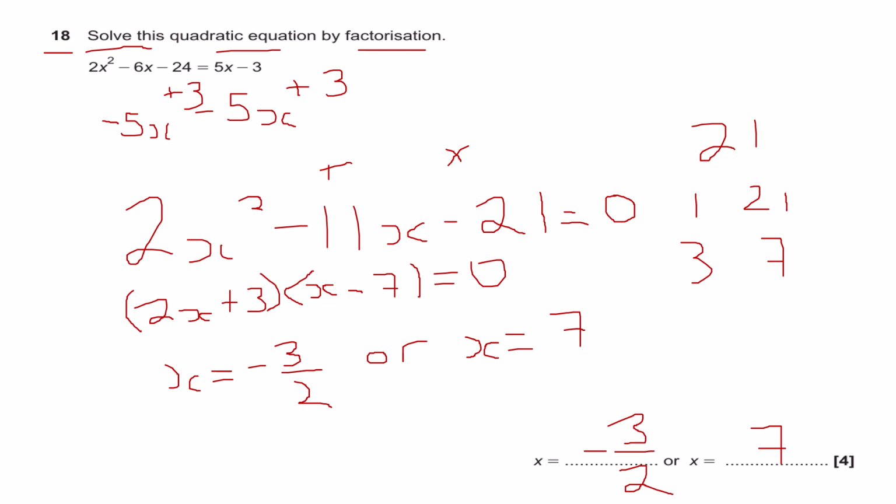And they are my two solutions to the quadratic equation reading x squared minus 6x minus 24 is equal to 5x minus 3. And that was the method of factorization. It's a harder quadratic because the number in front of x squared is bigger than 1. But because 2 is a prime number, the only way to make 2x squared is by doing 2x times x, and then the rest was done by trial and error. There is a more fun method to work it out.